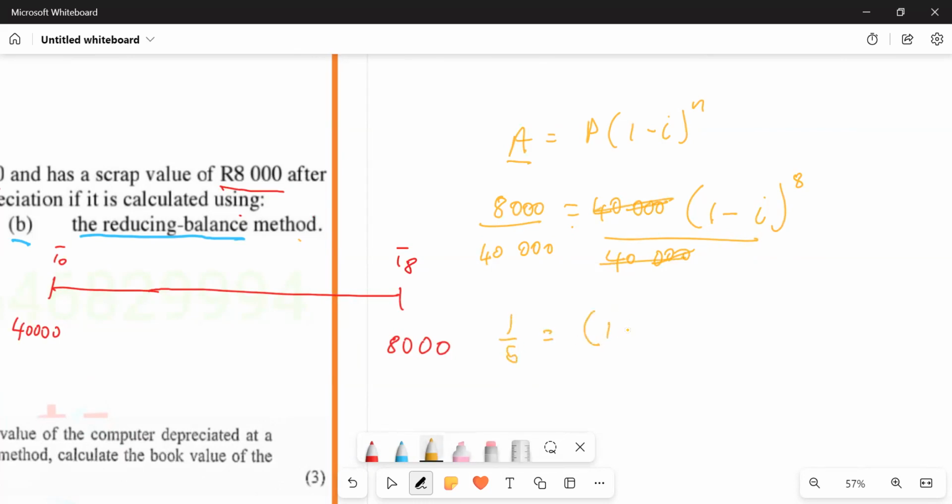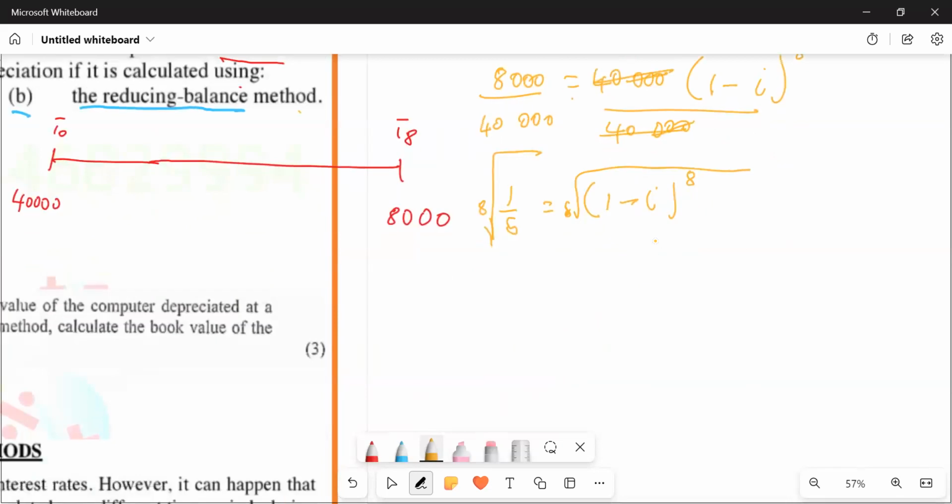Which is going to be equal to (1 minus i) to the power of 8. How do you remove the 8 then? You put the 8th root. We can take the 1 over 8 power of both sides, which is the 8th root. What do they call it? I know it's the penta root. Octa. Yeah, it can be the octa root. So we have the 8th root of 1 over 5, which is going to be equal to 1 minus i.